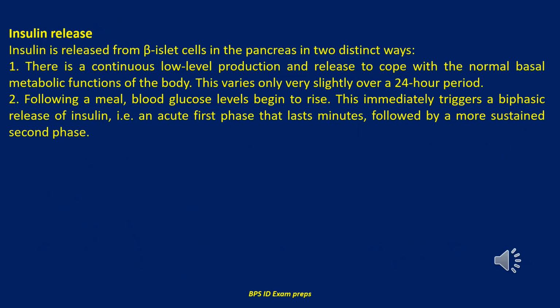We will now discuss insulin release. Insulin is released from beta islet cells in the pancreas in two distinct ways. 1. There is a continuous low-level production and release to cope with the normal basal metabolic functions of the body. This varies only very slightly over a 24-hour period.